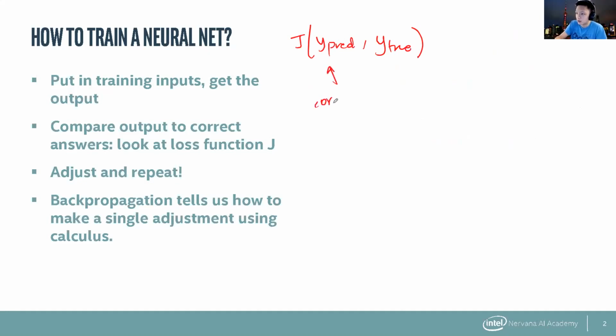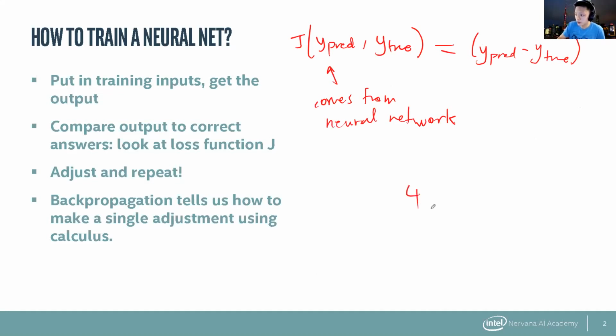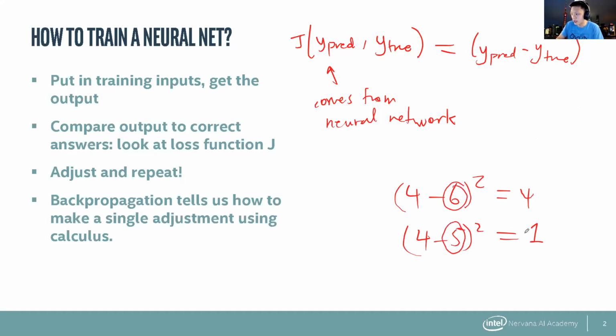This comes from the neural network. This is the output that you get. And y true. And we want to quantify the difference between them. There are a lot of different ways that we can do this. One of them is to take their difference. This is a very natural way of saying things, where you take their difference and you square it. If the answer is supposed to be 4 and I predicted 6, it's obviously not as good as if I predicted 5. This is the assumption that we make. Maybe this isn't always true, but if you take 4 minus 6 squared, this gives you 4. If you take 4 minus 5 squared, this gives you 1. And clearly, predicting 6 is worse than predicting 5 because the error is lower when you do 5.